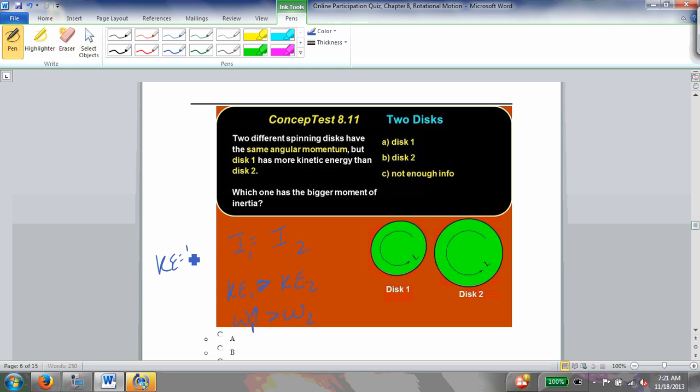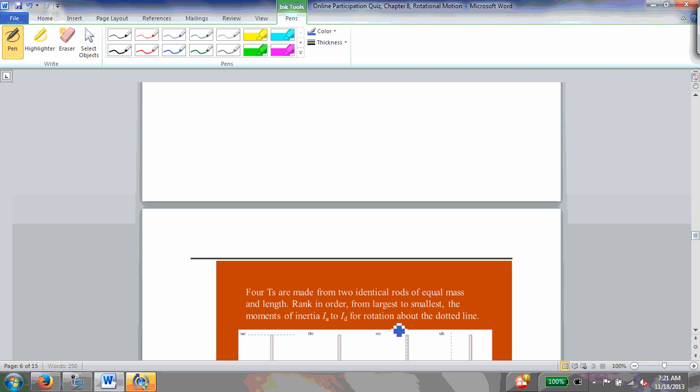That's because of this relationship, 1/2 I omega squared: if I have a big omega, that's a bigger impact because it's squared than the moment of inertia. So if disk 1 has a bigger omega, that means it has a smaller moment of inertia. So disk 1 is the right answer here.